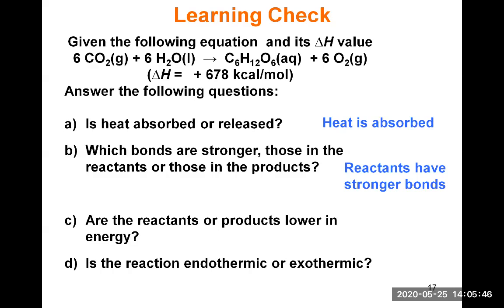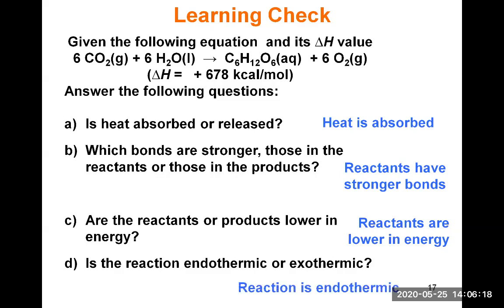So are the reactant or product lower in energy? Here, when you have reactant with strong bonds that you need to break and then provide energy for this, that tells you the reactant are lower in energy than the product, because you provide energy that will be then incorporated into the products. So products will be higher in energy. So is the reaction endothermic or exothermic? Here it's endothermic because it's a positive enthalpy change or a positive heat of reaction.